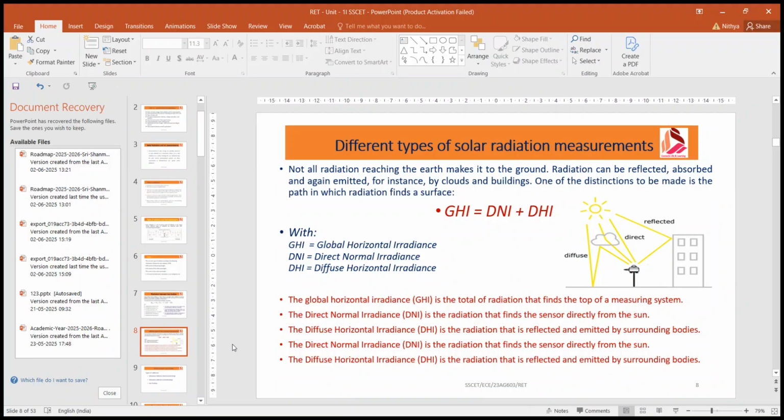So GHI is equal to DNI plus DHI, where GHI is the global horizontal irradiance, and then DNI is the direct normal irradiance, and then DHI is the diffuse horizontal irradiance. That will be the reflection from one plate to another plate. So based upon that, the radiations have to be measured in the case of solar energy systems.